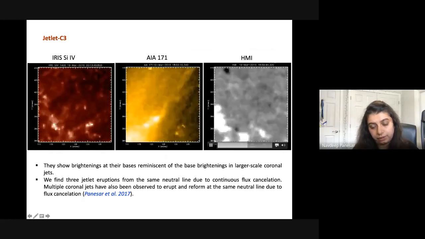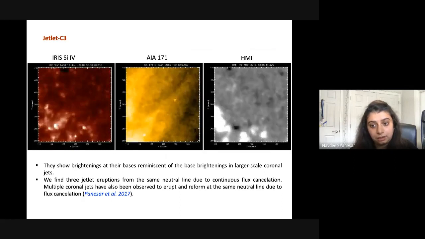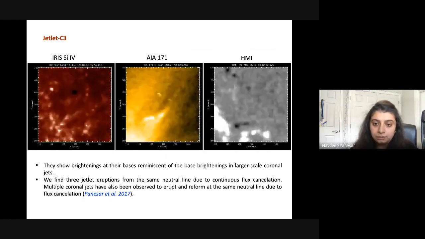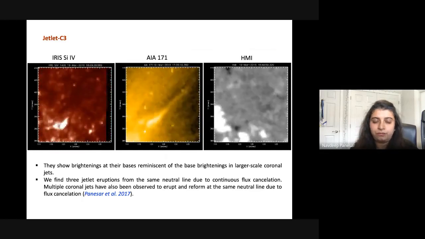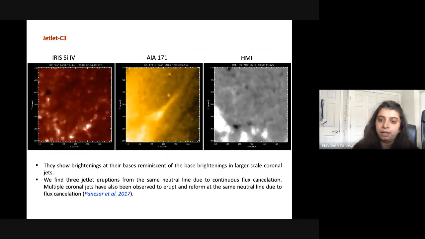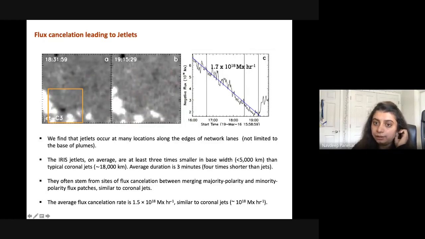patch, negative here. The important thing is that even jetlets are triggered by flux cancellation. The continuous flux cancellation for about 4 to 5 hours in this case triggered 3 jetlet eruptions from the same neutral line. This flux plot shows the time of 3 jetlet eruptions, one over there, second and third, and there is continuous decrease in the flux.